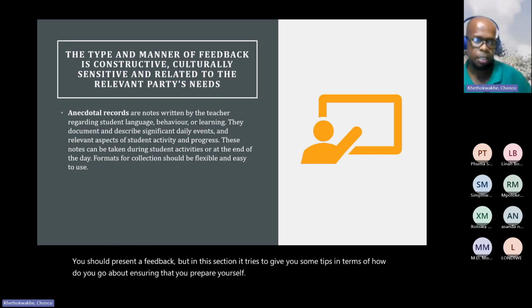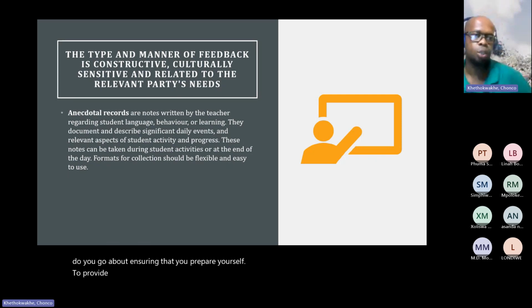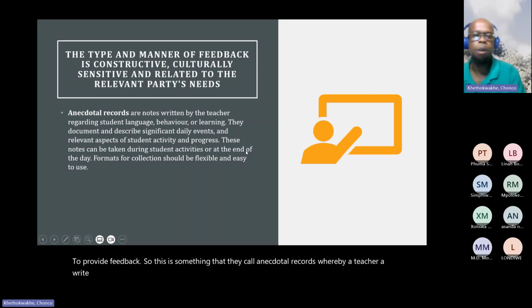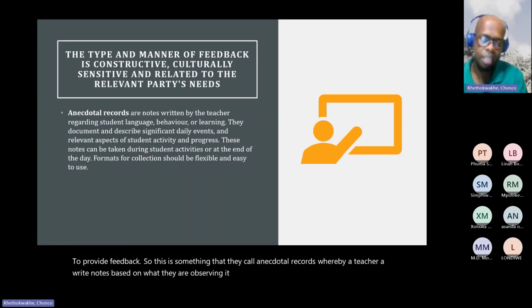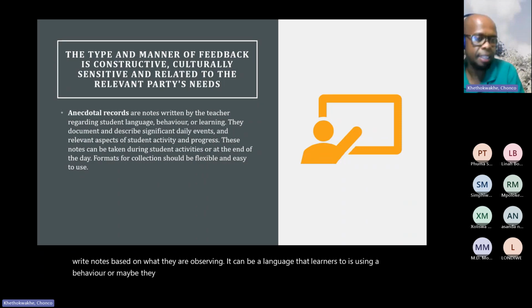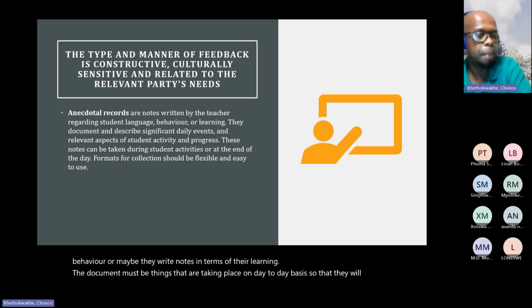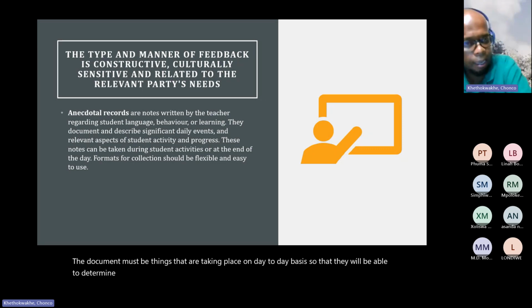to provide feedback. So there's something that they call an anecdotal record, whereby a teacher writes notes based on what they are observing. It can be a language that a learner is using, a behavior, or maybe they write notes in terms of their learning. So they document mostly things that are taking place on a day-to-day basis, so that they will be able to determine the progress of that particular learner based on his or her behavior.